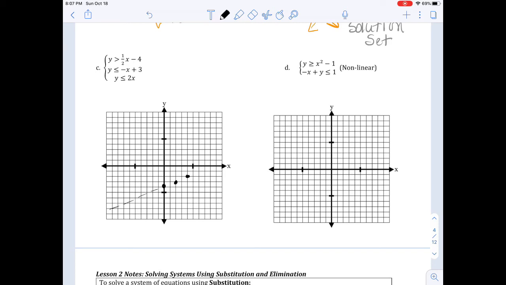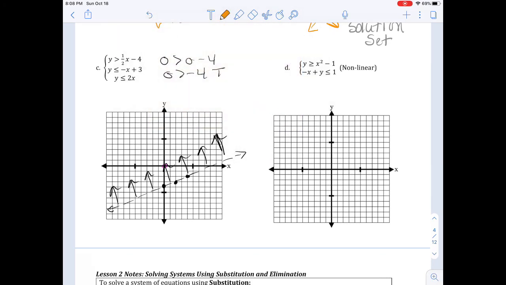This is a dashed line. And we're going to plug in our test point of 0, 0. 0 is greater than 0 minus 4. 0 is greater than negative 4 is true. And so therefore 0, 0 represents a solution. And so you see me shading on that side because that's where 0, 0 lies.